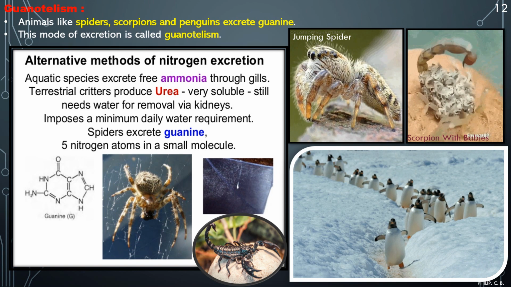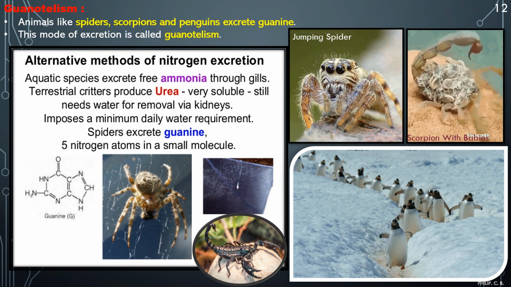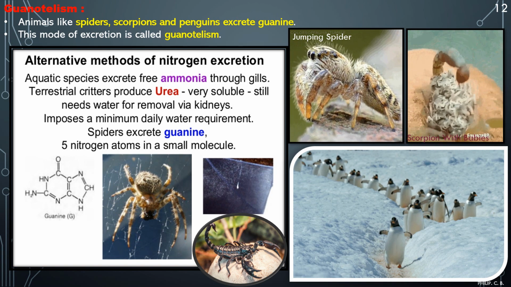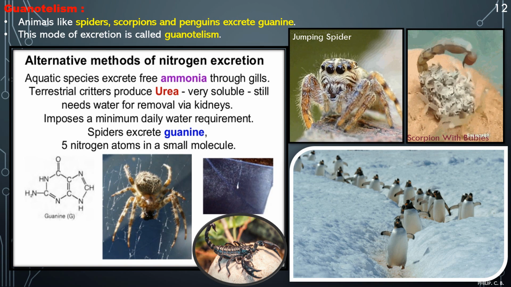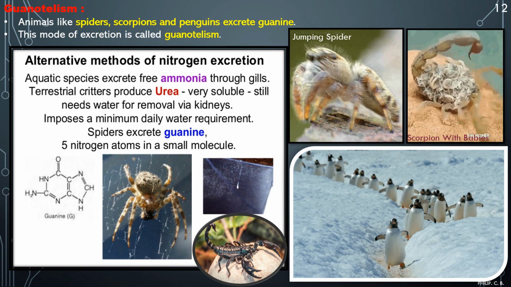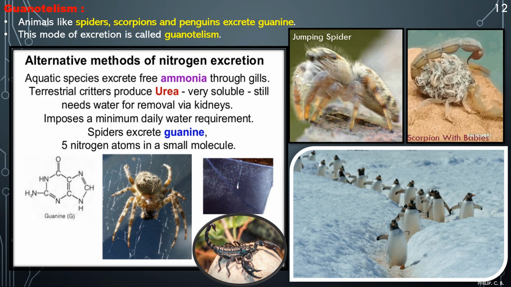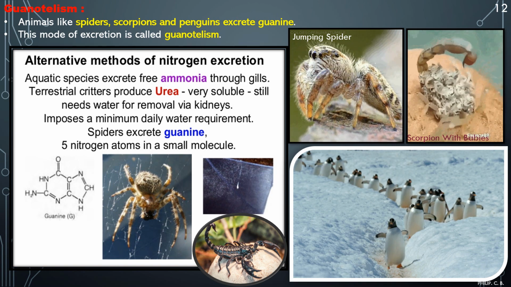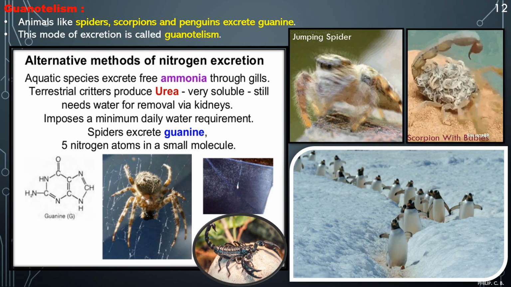Jumping spider, spiders you have seen, but again jumping spider, and on the right side scorpion. Now it's not just a scorpion, I placed one beautiful image where the scorpion is carrying its babies on the back. If you see, there may be around 20 to 30 young on the back of the mother scorpion. Then lower, the penguin, which you are all very familiar with.